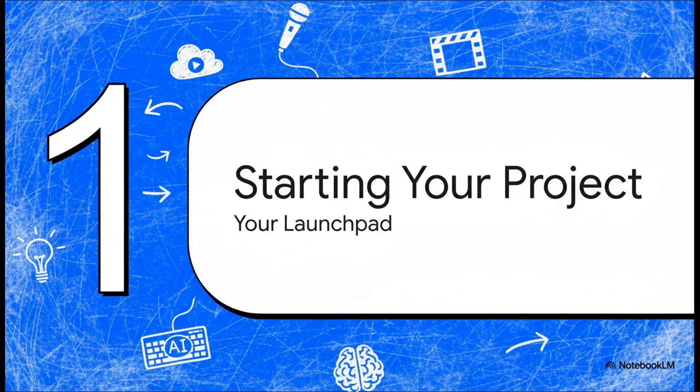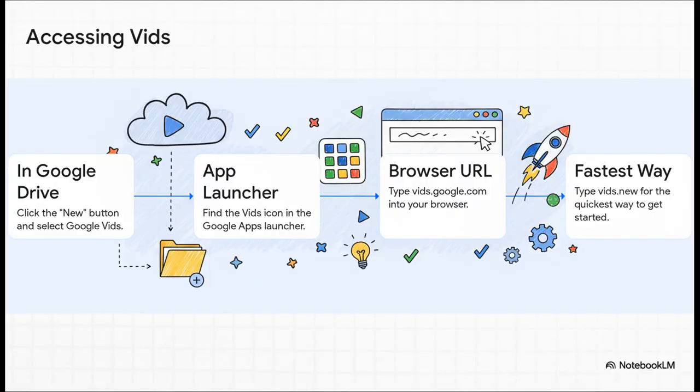First things first, let's just get a project started. Google has made this part incredibly easy, and that's kind of the whole theme here, simplicity. You've got a bunch of ways to get going. You can find it right there in Google Drive, under the New button, just like where you'd start a new doc or sheet. It's also in that little 9-dot grid, the app launcher, on any Google page. Or, sure, you can just type vids.google.com into your browser, but my favorite way, the fastest way by far, just type vids.new into your address bar, hit enter, and boom, you're in.